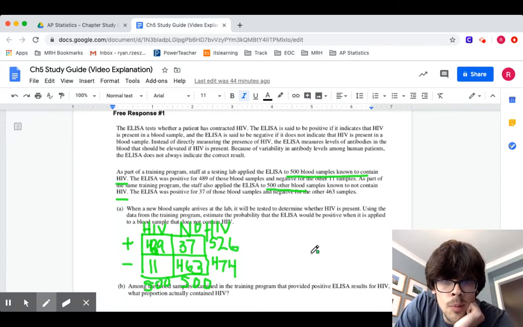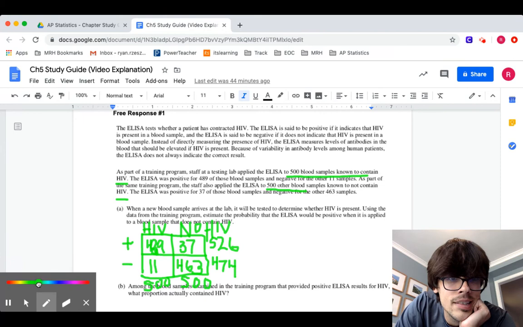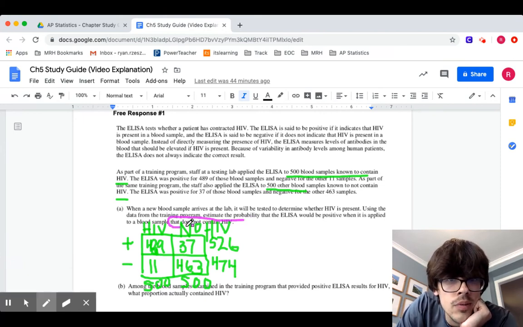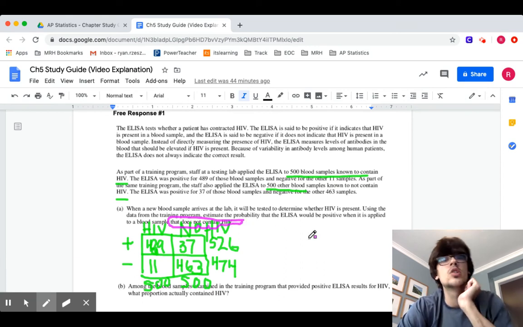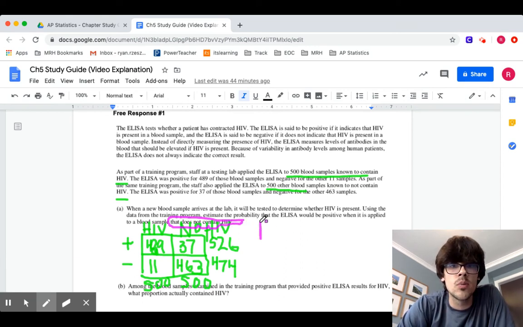Using the data from the program, estimate the probability that the test would be positive when it is applied to a blood sample that does not contain HIV. That right there, does not contain HIV, is a hidden conditional probability. What they're really asking us for here is the probability that you get a positive test given that you have no HIV.